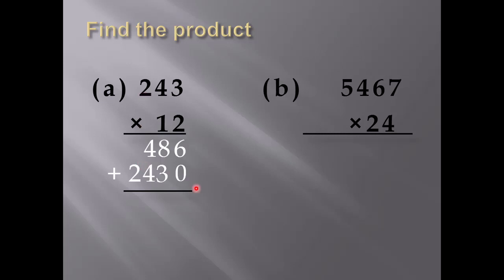We have here 6, 8 plus 3, 11, 1 carry 1, 1 plus 4, 5 plus 4 is 9, and finally drop down 2. Let's move to B. Here we have 5,467 multiplied by 24.